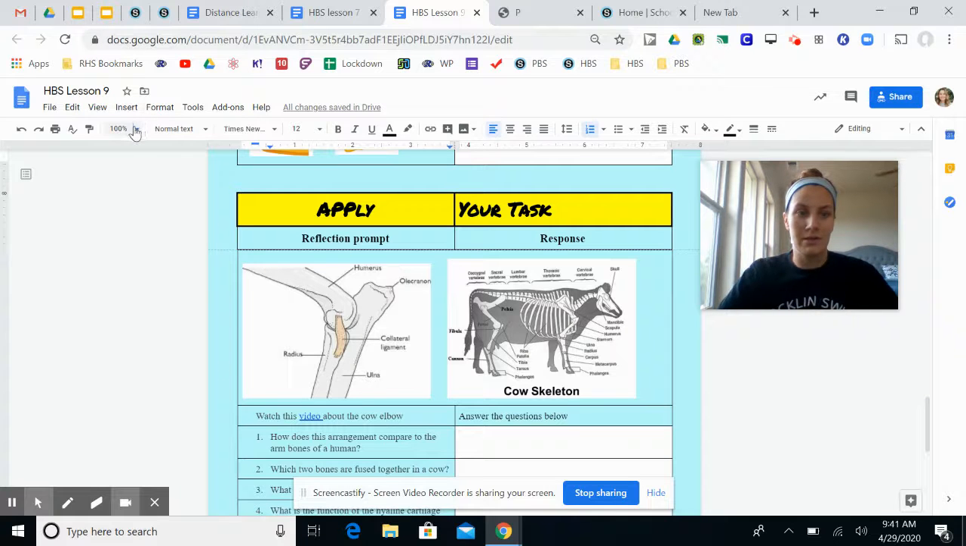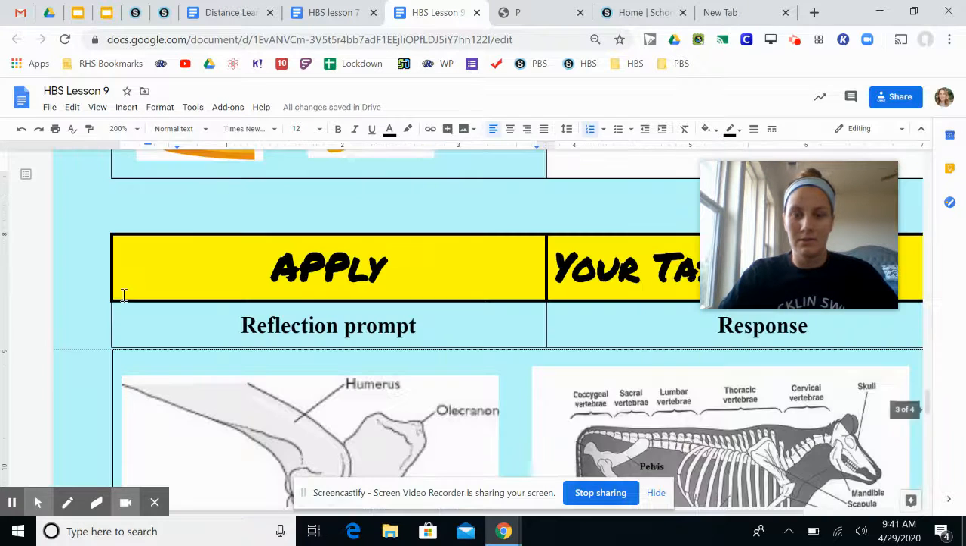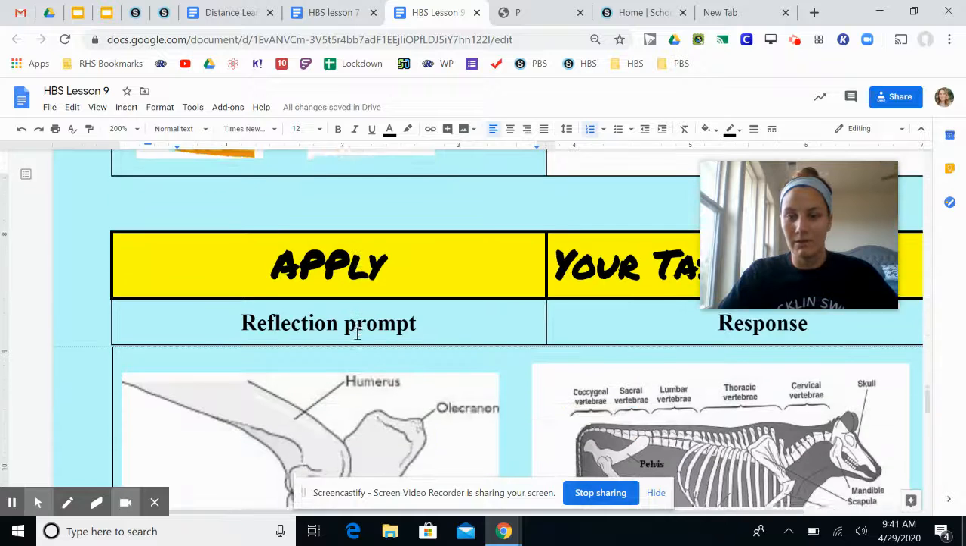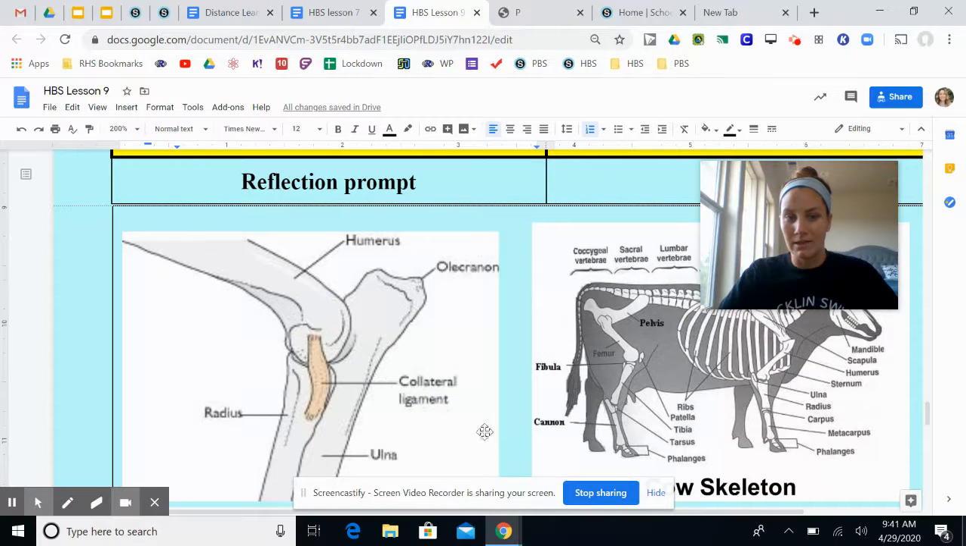If I zoom in here, you can see that here is the humerus right here. It's almost up in the front chest of the cow, and then here is the ulna and the radius. And then you can see that the carpals and the metacarpals and the phalanges go down into the leg. So the actual elbow joint is tucked up here.